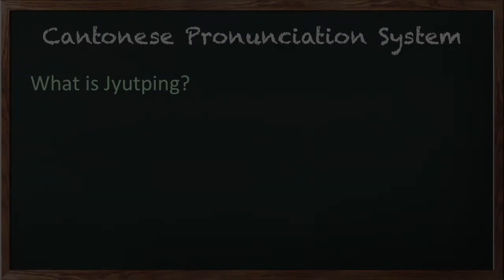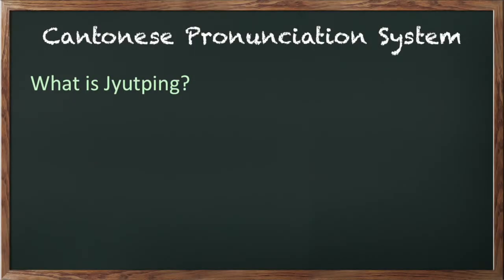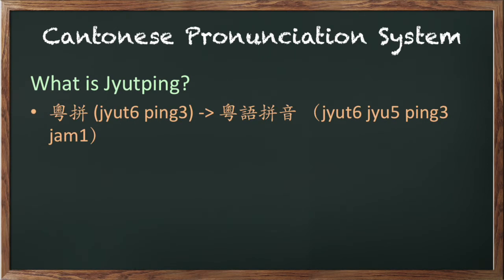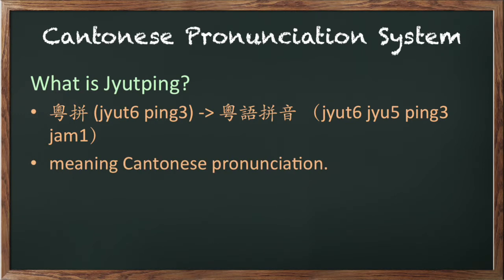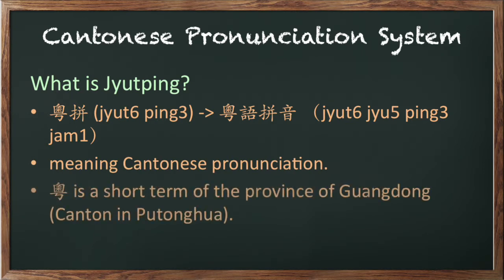You may have heard about Jyutping before, but do you know what it is? It is a transliteration of Cantonese. In Cantonese, we call it 粵拼, a short form of 粵語拼音, meaning Cantonese pronunciation. 粵 is a short term for the province of Guangdong.